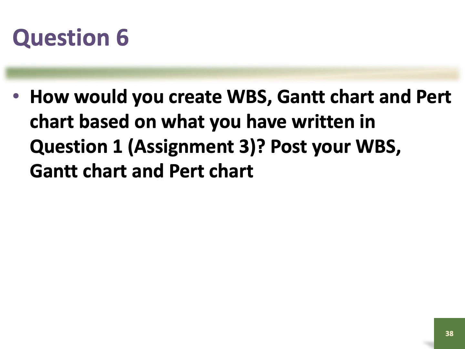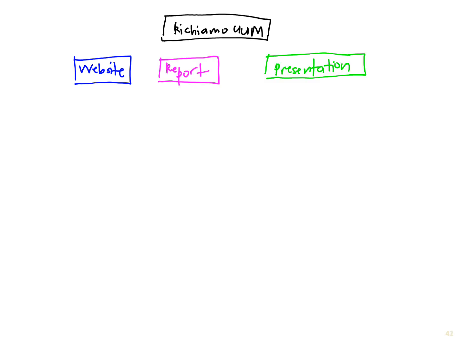Right, so let's draw our WBS. If you remember the example that I showed you in class, my website is about Richiamo at UUM, right? So that is my assignment. I want to write about Richiamo in UUM. I know that there are 3 things that I need to do, and those 3 things would be my main tasks. The first one, I need to create a website, and then I need to write a report, and then I need to prepare for my presentation, right?